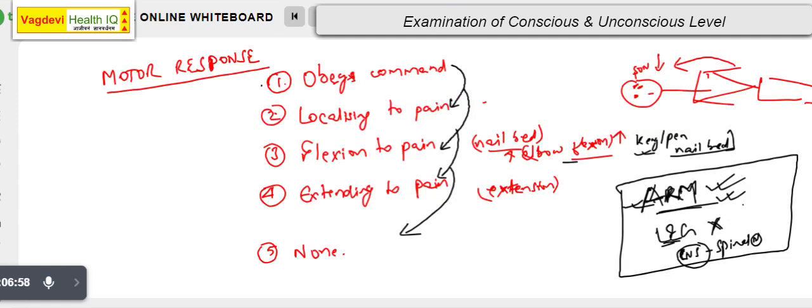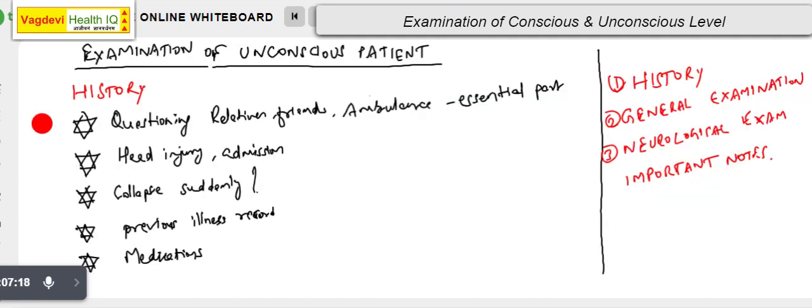Localizing to pain, you have to see whether the patient is able to localize the pain. Localizing the pain, you do with pressure on the supraorbital nerve. Then you have to check whether there is a flexion to pain after pressurizing the nail bed. Is there any elbow flexion? You have to check it. If not, then is there any kind of extension? If nothing is there, then none. All these things we'll be seeing in our practical classes as well.